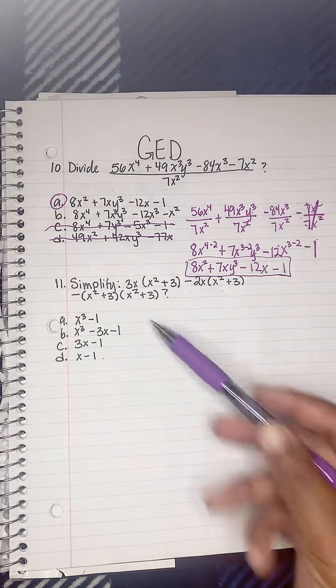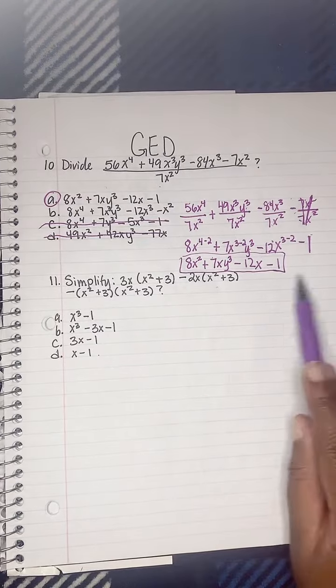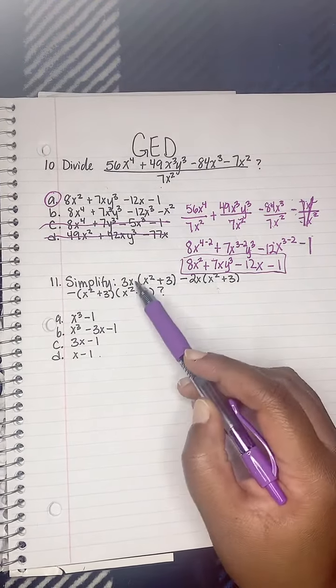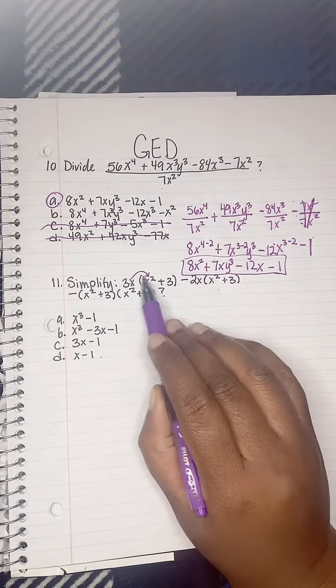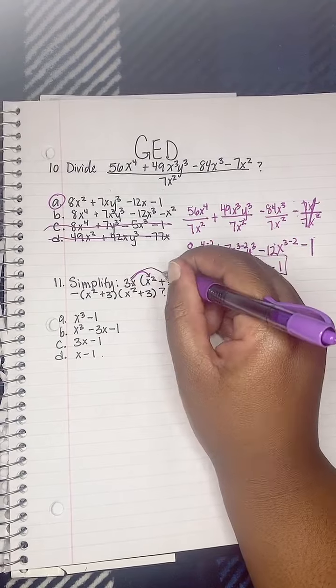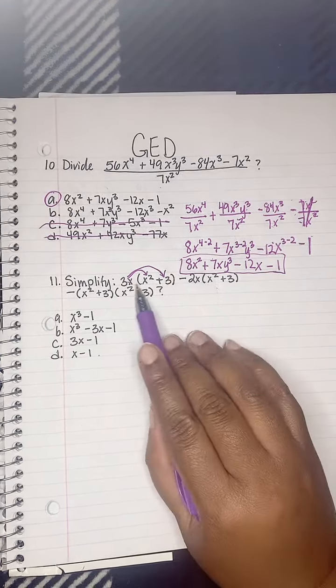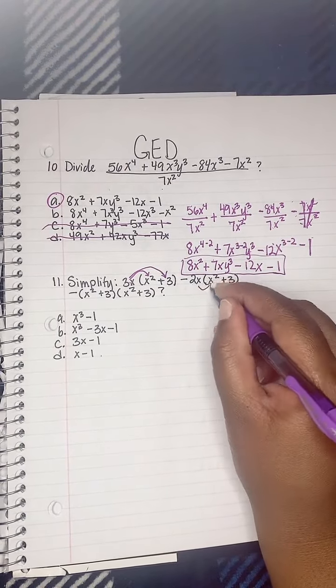Yep. All right, let's go to number 11. I didn't want to write this over here, you guys, because I didn't want it to go off the screen. So we're going to start here. Whenever you have something attached to parentheses, that means you have to distribute, okay? So I'm going to distribute this. Can you guys distribute this one for me?